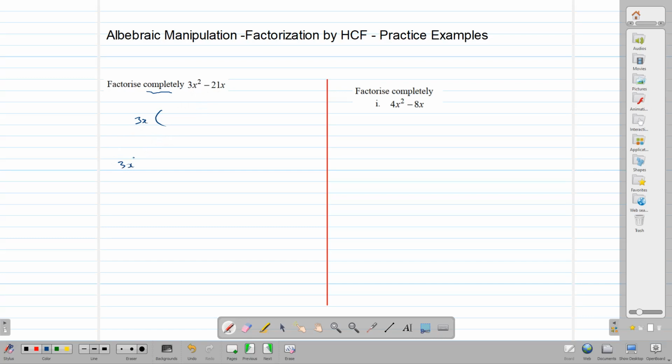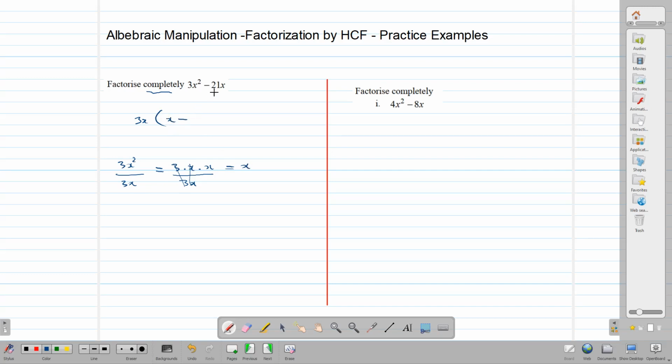So 3x squared divided by 3x means, if we write it out, 3 times x, and here I'm using a dot for the multiplication, divided by 3x. I'm using a dot because I don't want to use an x to confuse the x letters. All right, so the 3 can divide the 3, that cancels out, and this x can cancel out that one, which leaves us with just x. So 3x squared divided by 3x is just x. And we write that x here in the bracket.